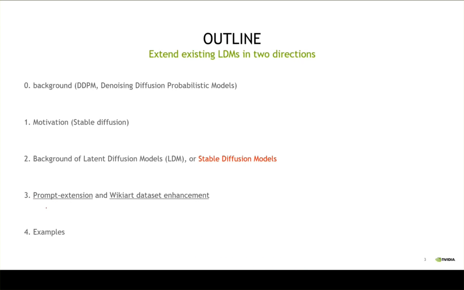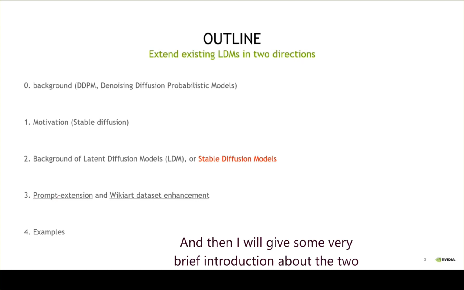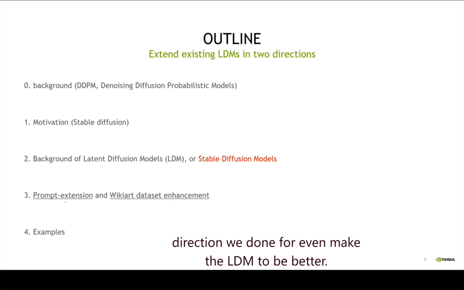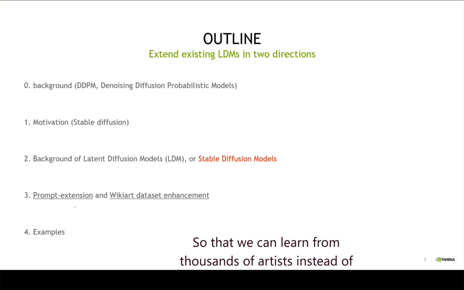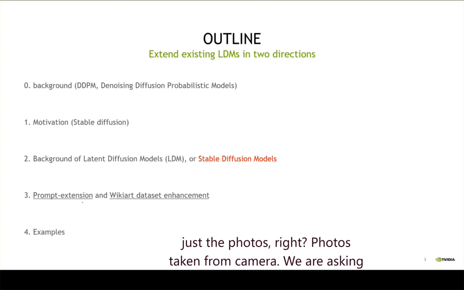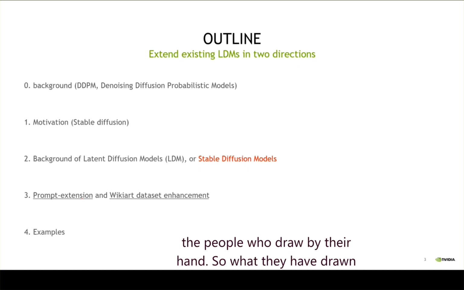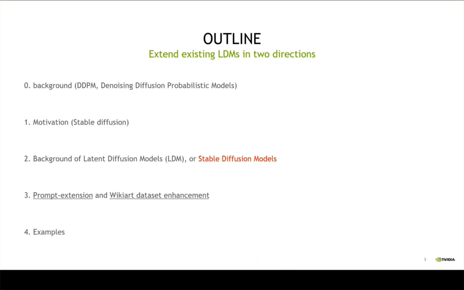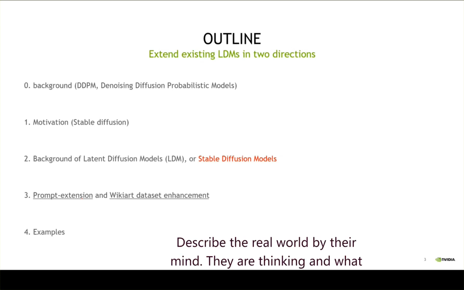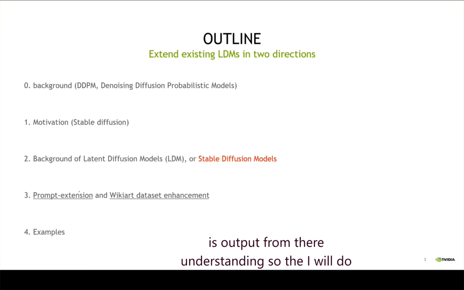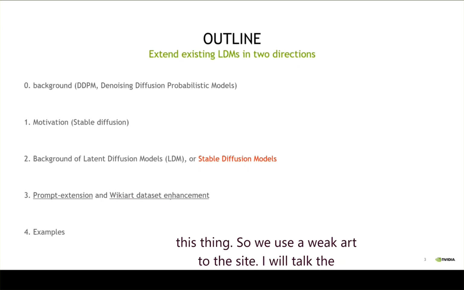Then I will give a very brief introduction about the 2 directions we did to make the LDM better, so that we can learn from thousands of artists instead of just photos taken from a camera. We're asking the people who draw by hand: what they have drawn, the style, all the details, how they describe the real world by their mind, their thinking, and what is output from their understanding. So we use the WikiArt dataset. I will talk about the details later and then give some examples.